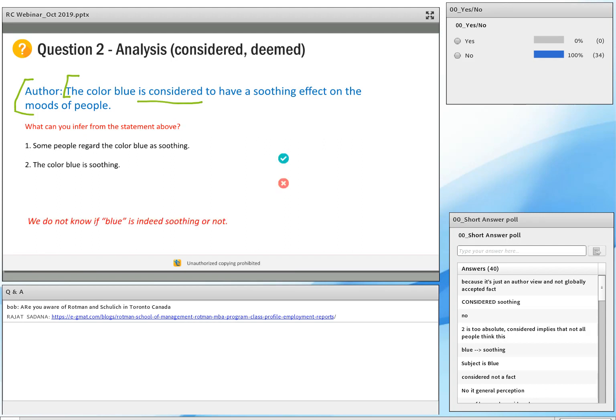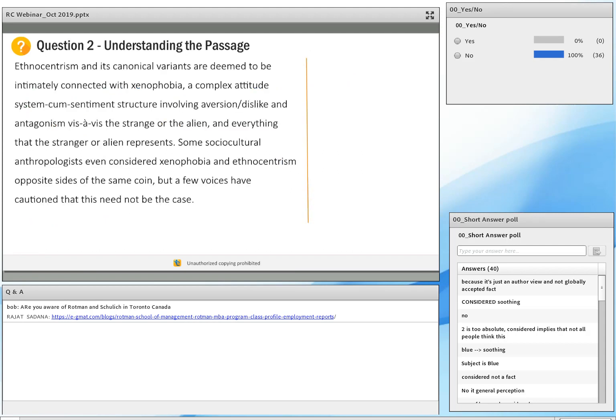All right, so now let's go into our passage here. I'm going to read the passage the same way as I did earlier. Okay, ethnocentrism, so EC, and its canonical variants are deemed to be intimately connected with xenophobia, XP. Okay, and this is where the interesting thing is that the author is saying that these are deemed to be intimately connected. Now, is deemed same as considered?